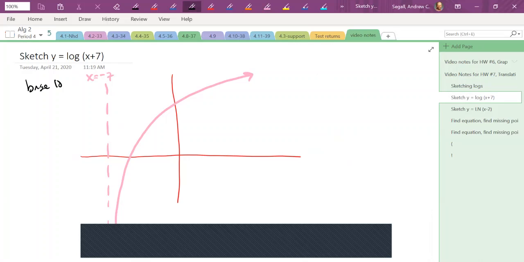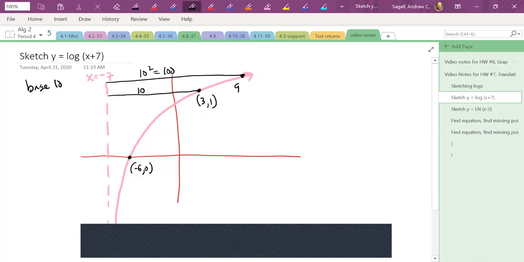Let's see, no matter what the base is, the x-intercept is always 1 unit to the right. So if I go 1 to the right from -7, I'll be at (-6, 0). The point when y equals 1 is going to be a distance of 10 units away. So that means there would be a point right here, 10 units away from -7, at (3, 1). And if I wanted to, when y equals 2, this point right here would be 10 squared or 100 units away. So this point right here would be at (93, 2).